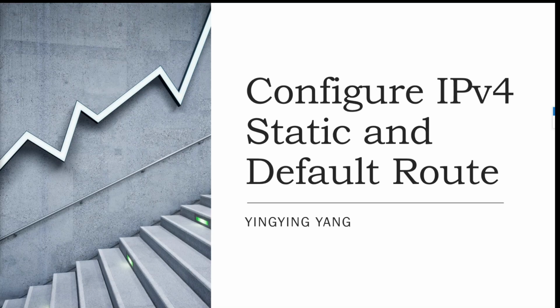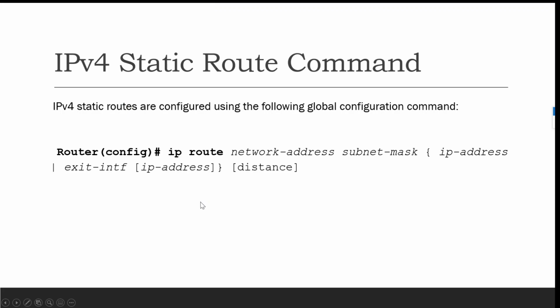In this video, we are going to look at how to configure IPv4 static and default route. We know routers rely on the routing table to decide how to forward the traffic towards the destination. A router has two ways to build the routing table, either by static route or dynamic routing protocol.